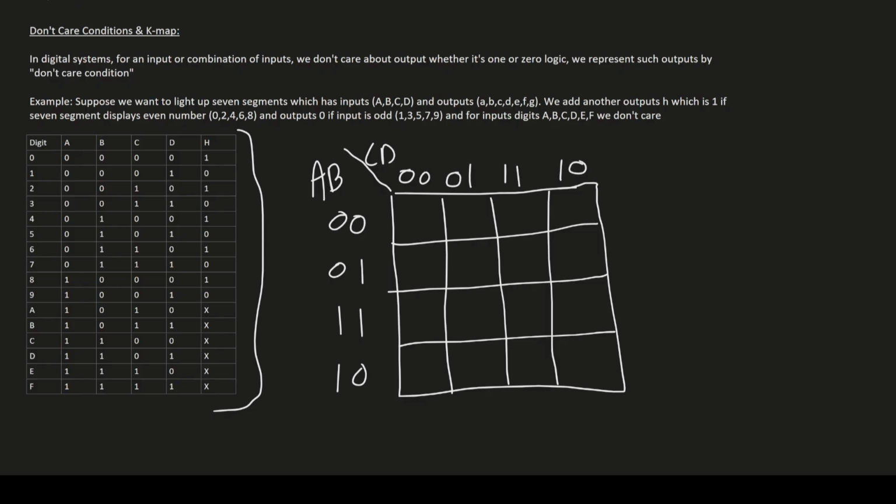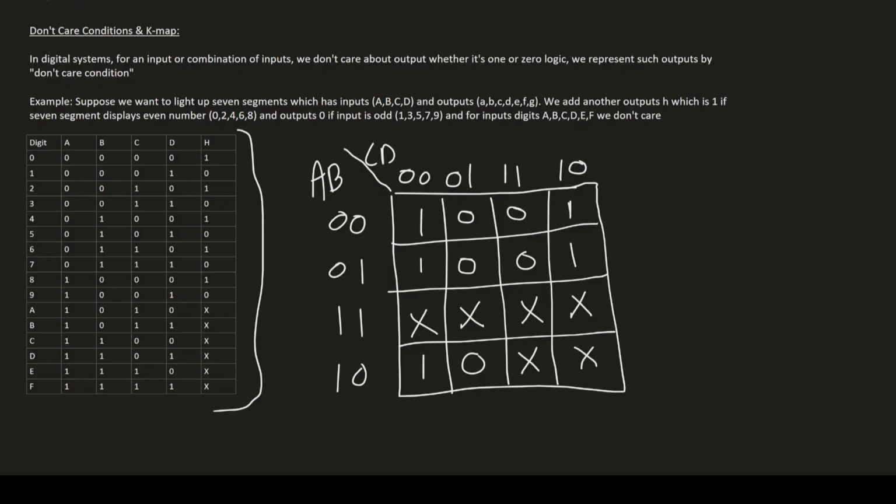And then for M0, we have 1, M1, the output is 0, M2, the output is 1, M3, the output is 0, M4, the output is 1, 5 is 0, 6 is 1, 7 is 0, 8 is 1, and then for 9, which is in this location here, the output is 0. We don't care for 10, 11, 12, 13, 14, and 15.